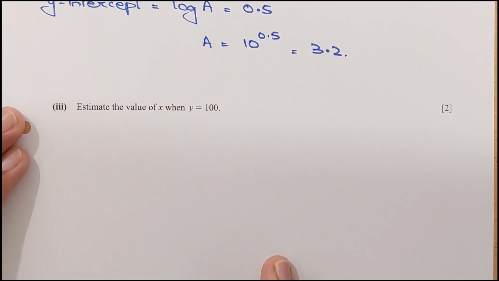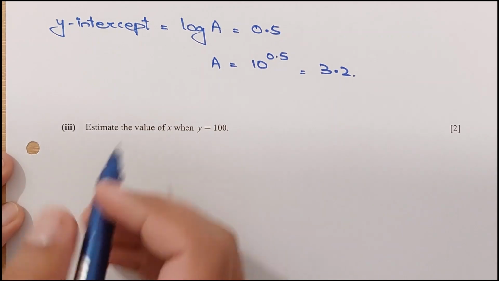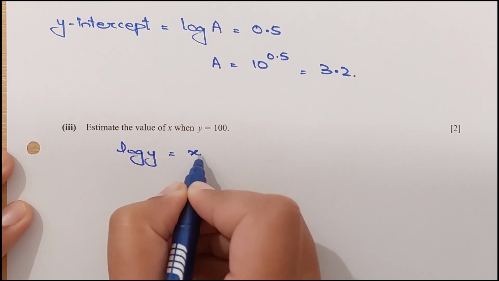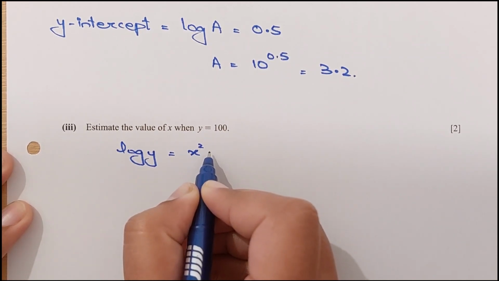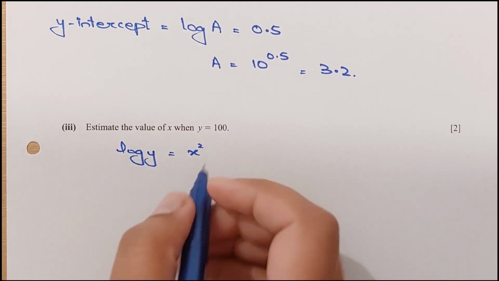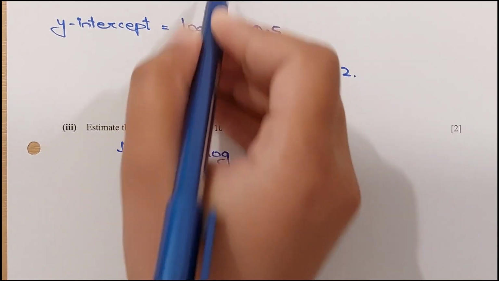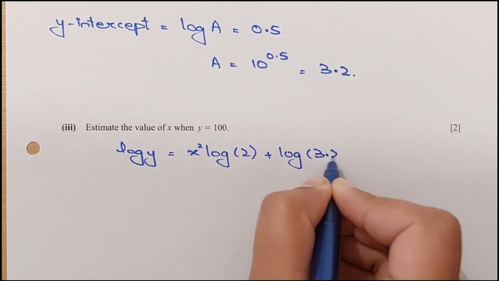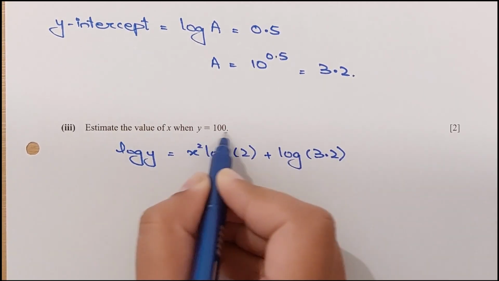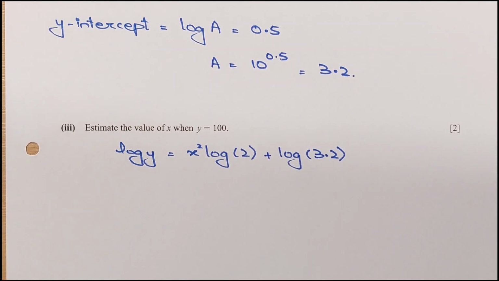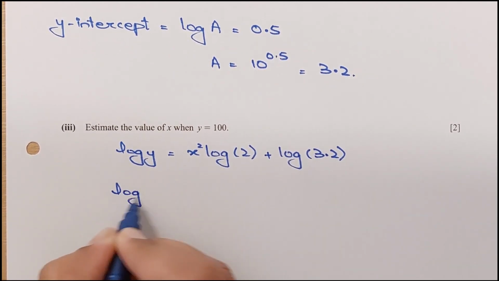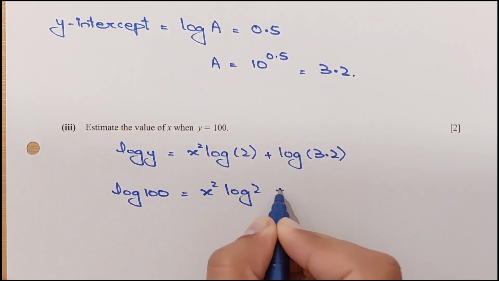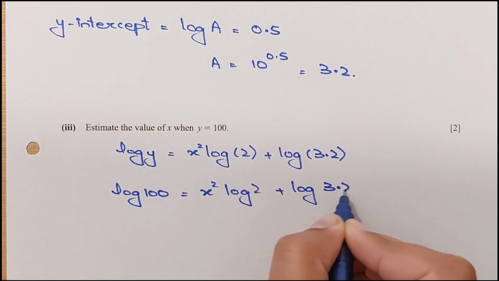Now for part 3, estimate the value of x when y equals to 100. Now using my equation, we have log of y equals to x square log b, where log b value is 2, plus log of a value is 3.2. Okay, let me arrange this, and y equals to 100. So log of 100 is equals to x square log 2 plus log 3.2, right?